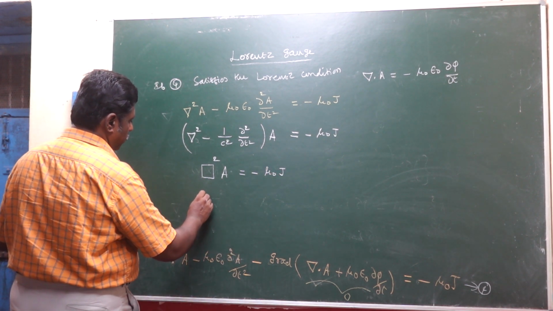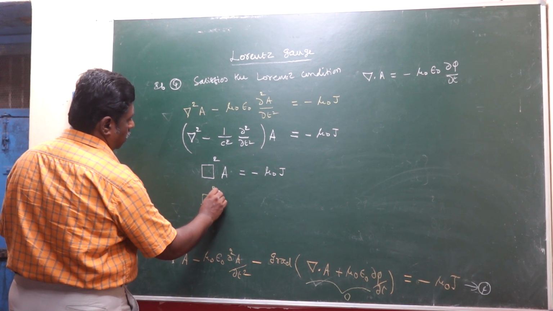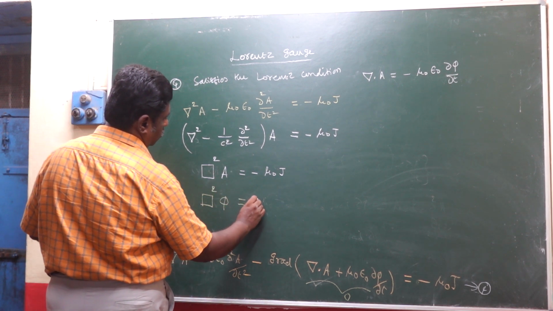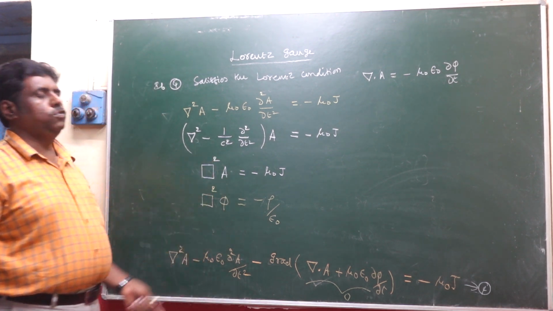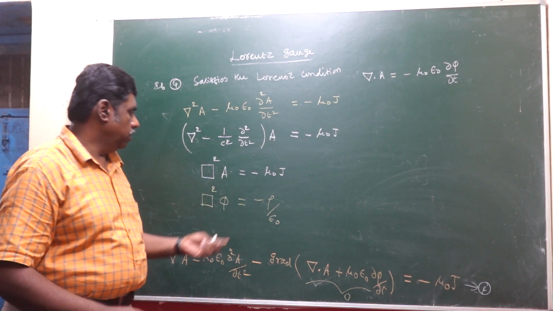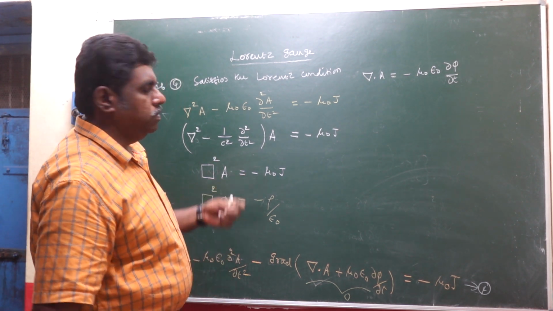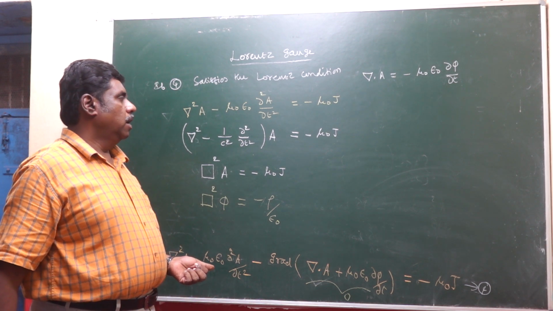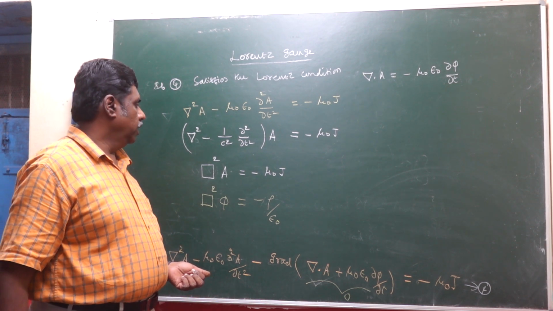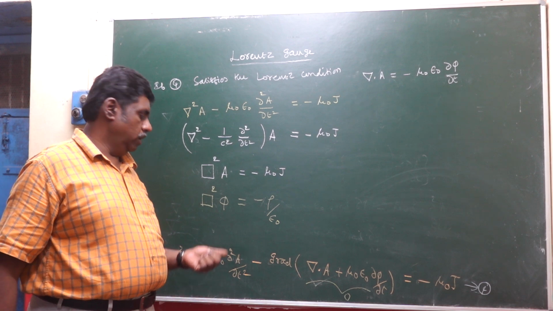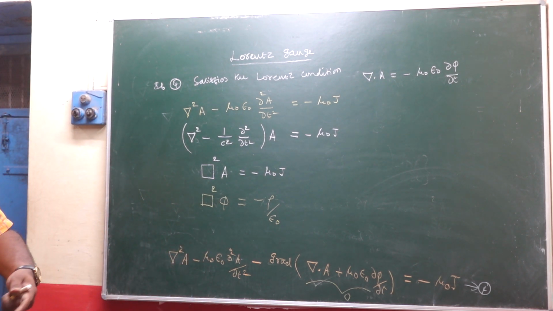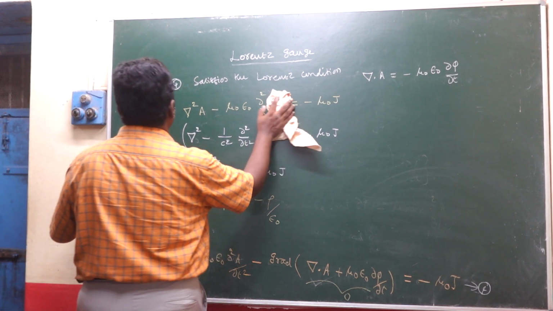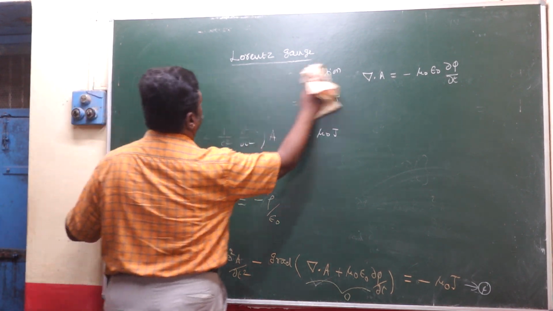Already we have proved the D'Alembert operator operating on the scalar potential equal to minus rho by epsilon naught. These two equations are identical with our Poisson's equation. Now we have to prove the invariance of the Lorentz condition under our gauge transformation. For that, take the Lorentz condition.